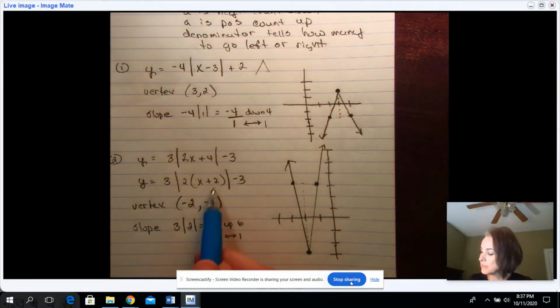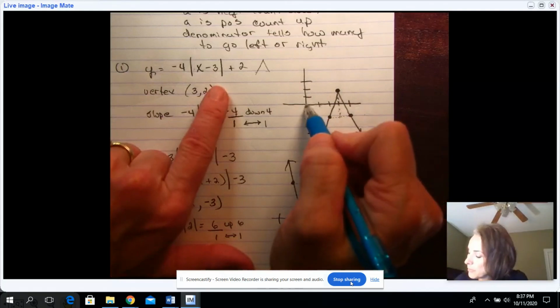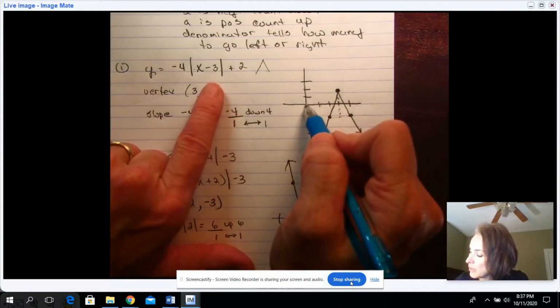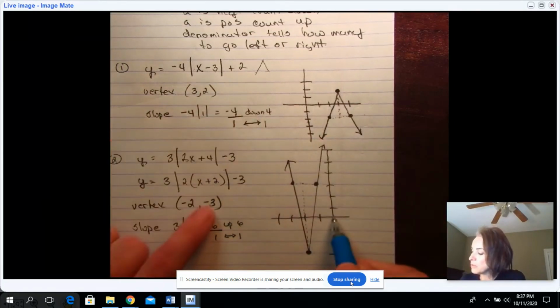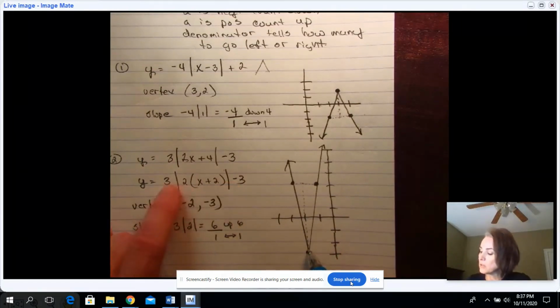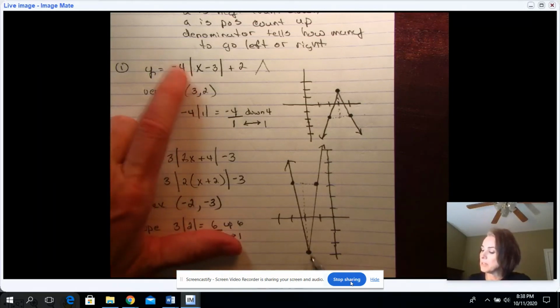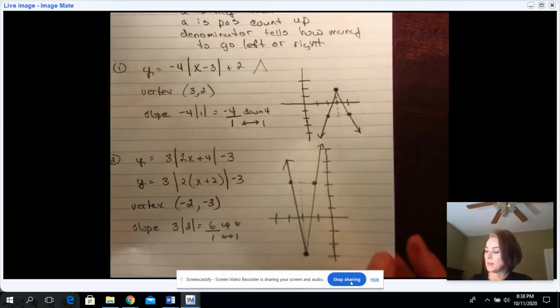Look, this one goes from the origin and it goes to the right 3 and goes up 2. So that's where that vertex is. This one goes from the origin, it goes to the left 2 and down 3. So that's what that vertex does. So there's where the vertex is. And then hopefully you would see that those are going to make it skinny. And this one made it a little bit skinny, but the negative turned it upside down. So you should have had an idea of what it was going to look like anyhow.